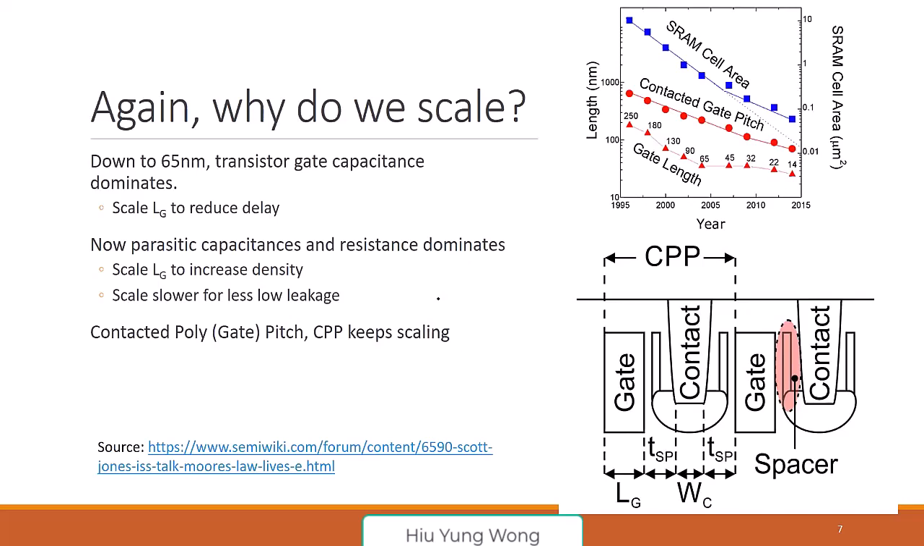Gate leakage. Tunneling. When you scale, you have gate leakage. Very good, due to tunneling. What else? Junction leakage. What else? Subthreshold leakage. Very good. Subthreshold leakage, right?